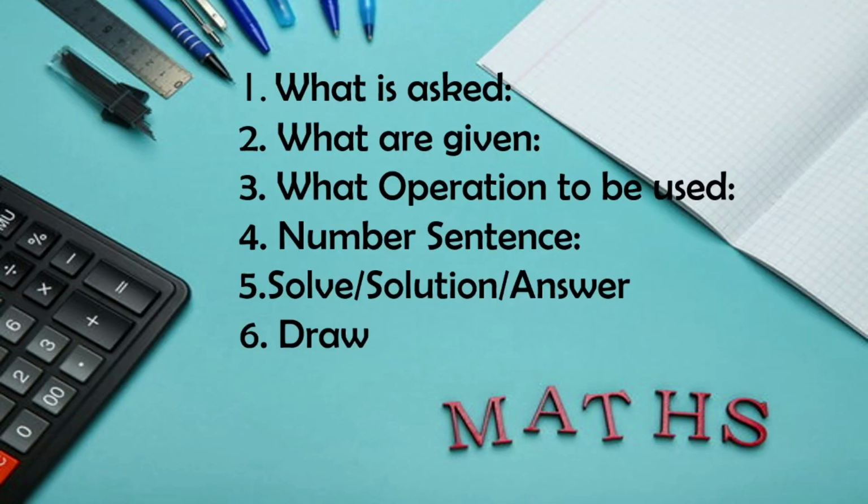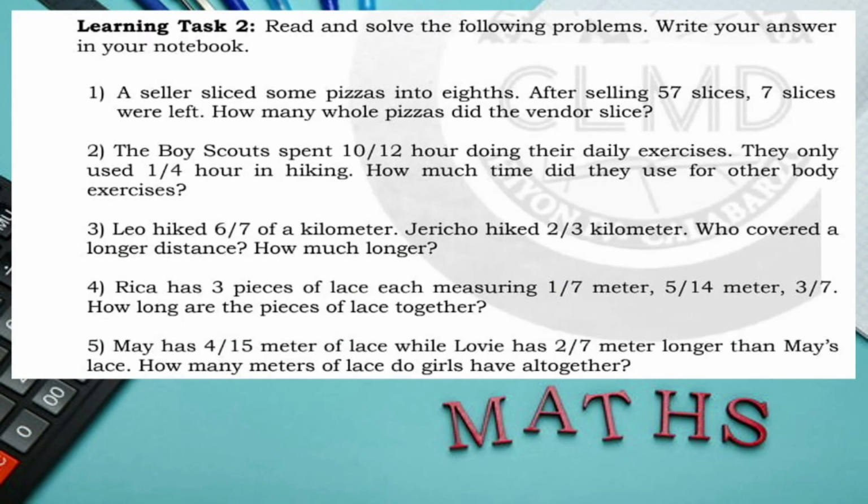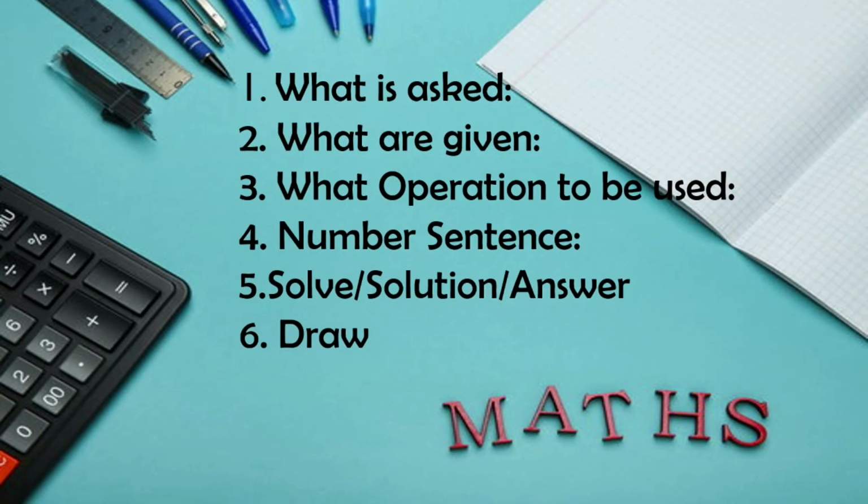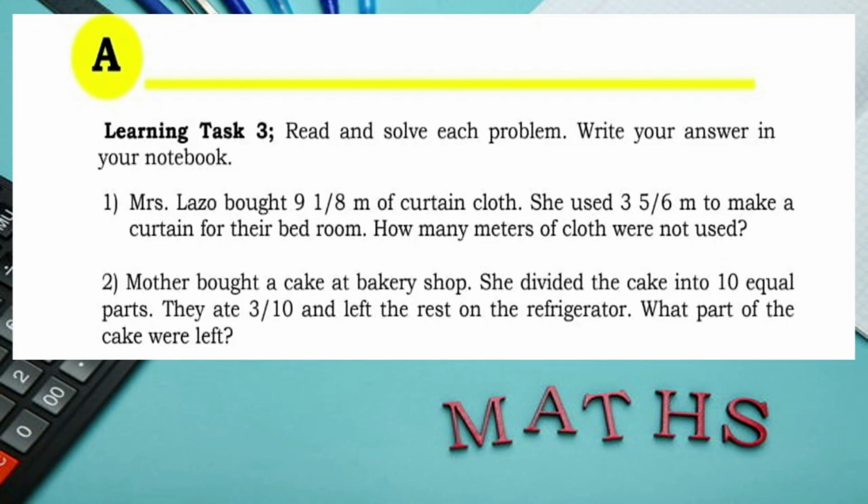Okay, ayan naman yung inyong sasagutan doon sa mga problems sa learning task number 2. What is asked, what are given, what operation to be used, number sentence, solve, and the drawing. Dapat po, every problem meron itong 6 na katanungan. Then, lastly, learning task 3, read and solve each problem, write your answer in your notebook or in your paper.